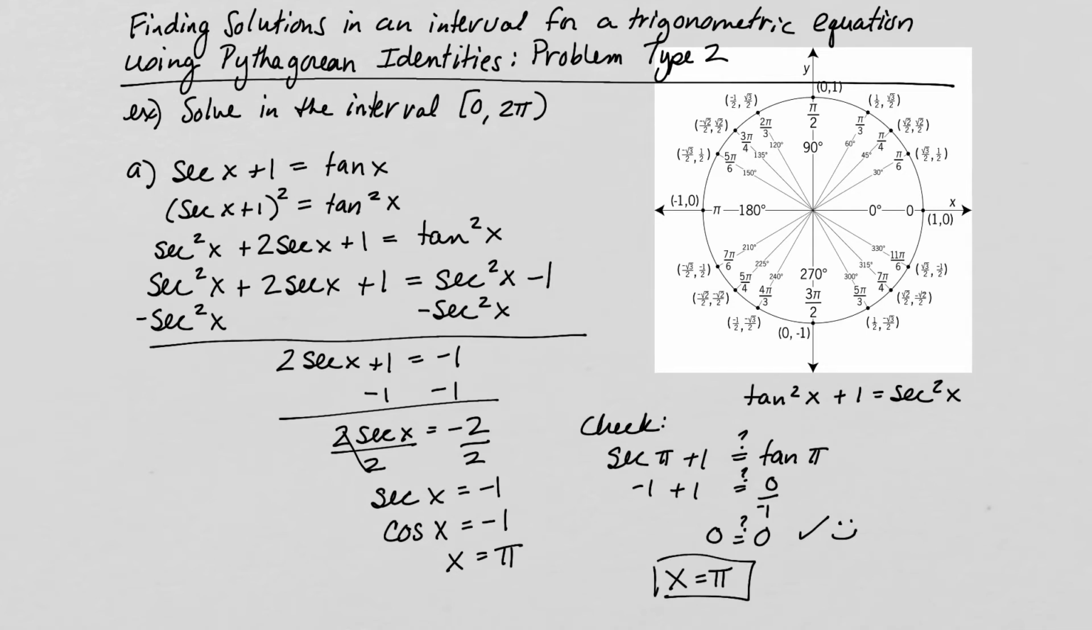Okay, so let's try another one. Okay, perfect. Got our unit circle. So B, I have the square root of 1 minus cosine x equals sine x. So again, here's one where I have a sine, I have a cosine. The cosine is trapped underneath the square root sign. So I'm actually going to square both sides to get that square root to go away.